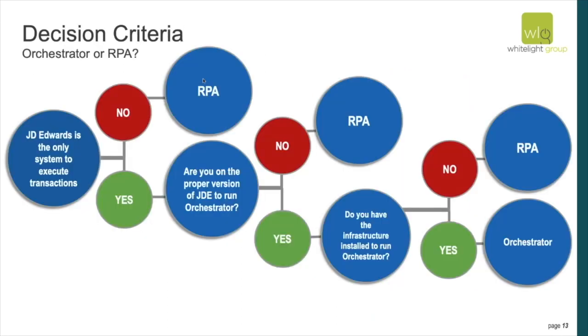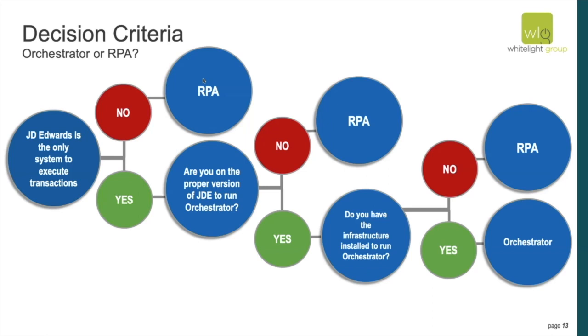So you might say, well, what's the right solution for me? So we have this beautifully mapped out decision-making framework here for you. Is JD Edwards the only system to execute transactions? Yes or no? No, then RPA. If yes, then are you on the proper version of JD Edwards to run Orchestrator? Yes or no? If no, then RPA is your solution. If yes, now you go to the next one and you say, do you have the infrastructure installed to run Orchestrator? Yes or no? If no, then RPA. If yes, then Orchestrator.